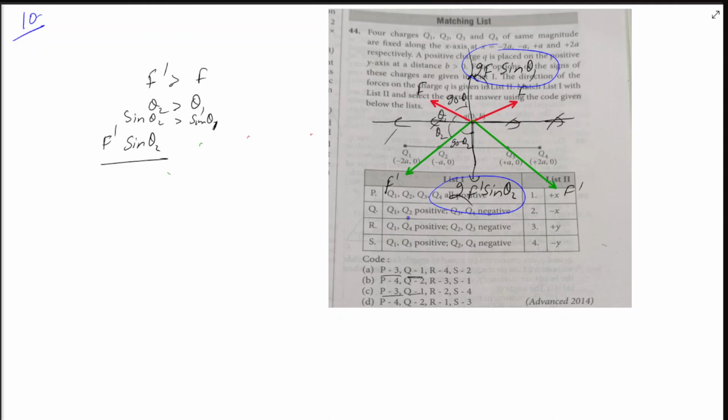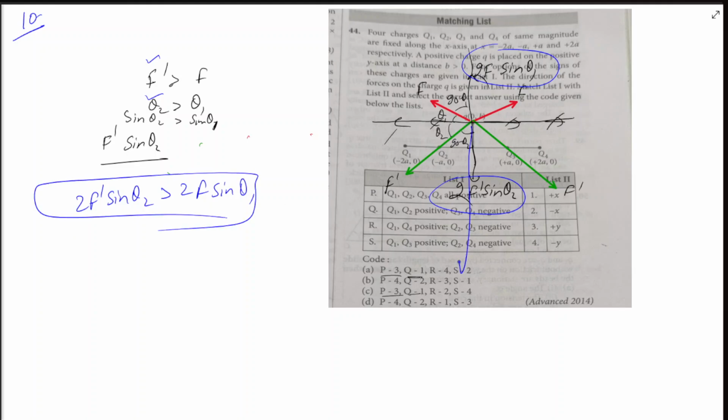Yeah, perfect. Now we know F dash is greater and theta 2 is greater. So 2F dash sine theta 2 will be greater than 2F sine theta 1. So the force will be in the minus y direction. So for R, the option will be the fourth. So option A is correct.